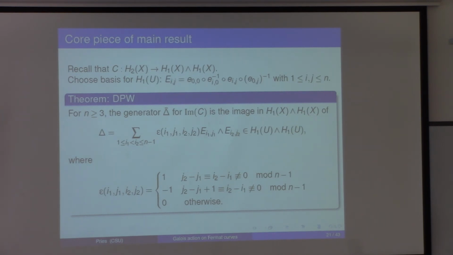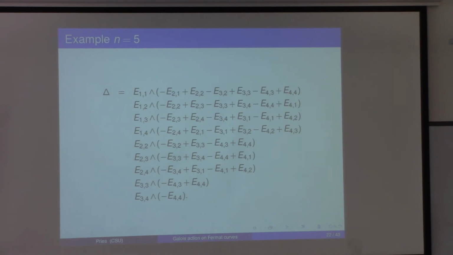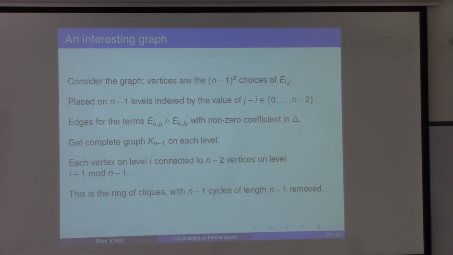So let me just give you an example. For n equals 5, the Eij's are a basis for H1 of U. And so the Eij wedge Eij's are a basis for H1U wedge H1U. And the thing that's going to get trivialized in this lower central series is going to be this particular element of this particular wedge product. So there's some fun combinatorics about this, which I don't fully know how to interpret, which is that this corresponds to a graph. And the way the graph shows up is that there are (n-1) squared choices of this element.